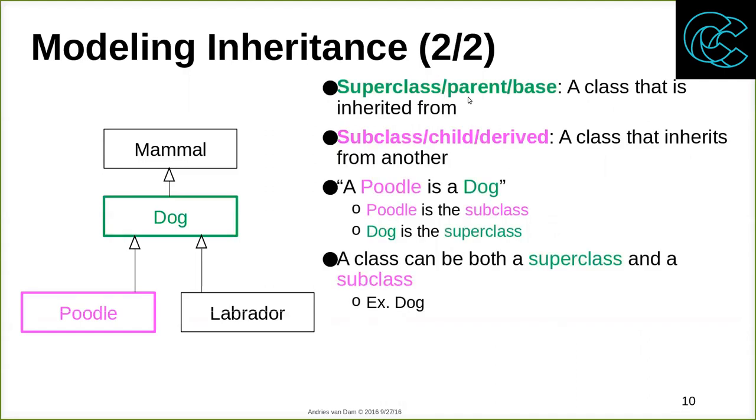This is about the terminology. You can call dog a superclass, a parent or a base class, and poodle the subclass, child, or derived class. There are multiple names, but they all mean the same. You can call this a parent and this the child, this the superclass and this the subclass, or this the base class and this the derived class. It can also happen that the same class acts as a subclass as well as a superclass. Dog is a subclass of mammal, but it is a superclass of poodle and Labrador. The same class can act as both, depending on the class it inherits from or is getting inherited from.